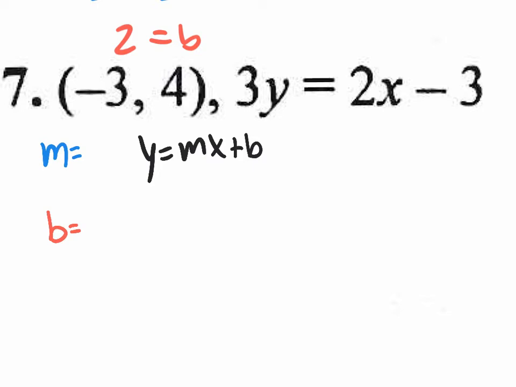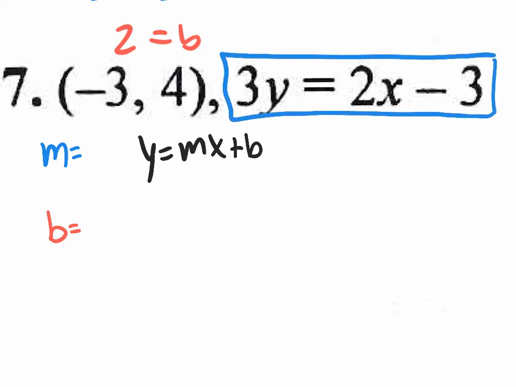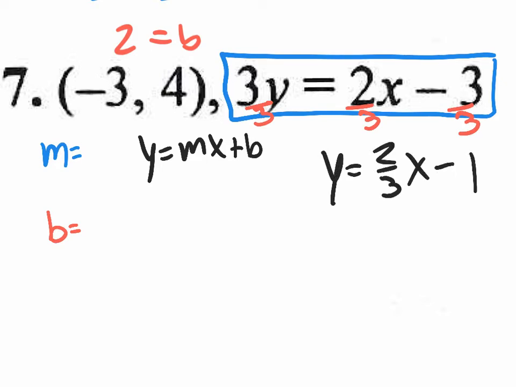They tell us that our equation is going to be parallel to this one, right? But parallel means same slope, and I don't even know the slope of this one because it's not in slope-intercept form. It either needs to be in point-slope form to see the m or slope-intercept to see the m. So right here, I need to get rid of that 3. I want to divide by 3, divide by 3, divide by 3. My new equation becomes y equals 2/3 x minus 1.